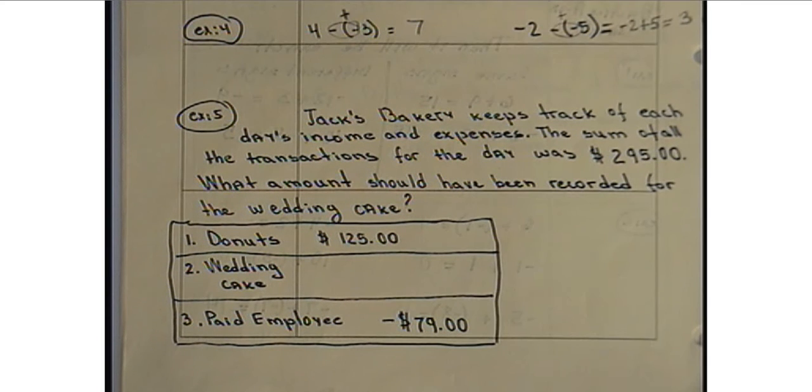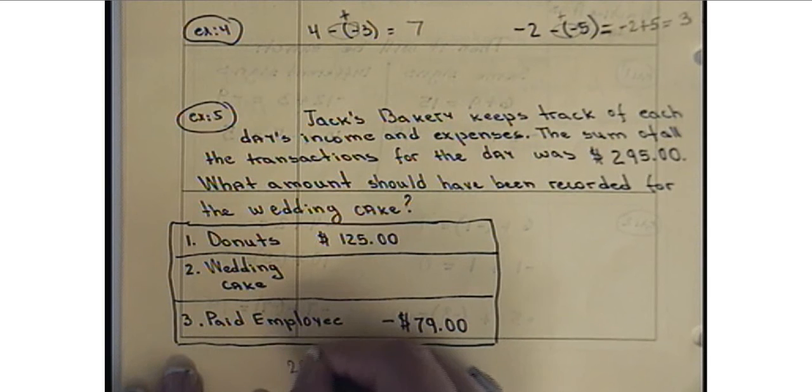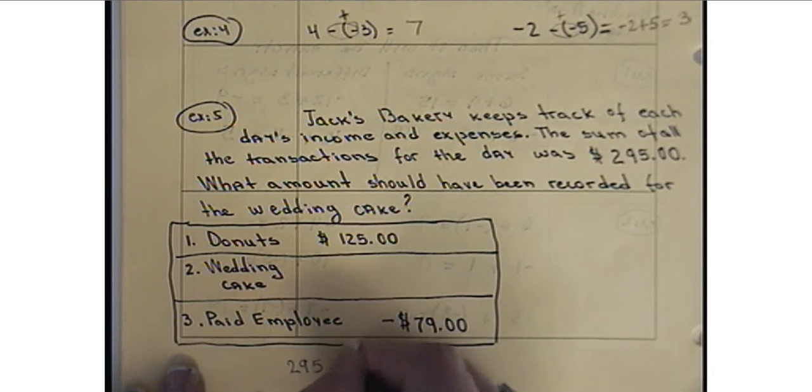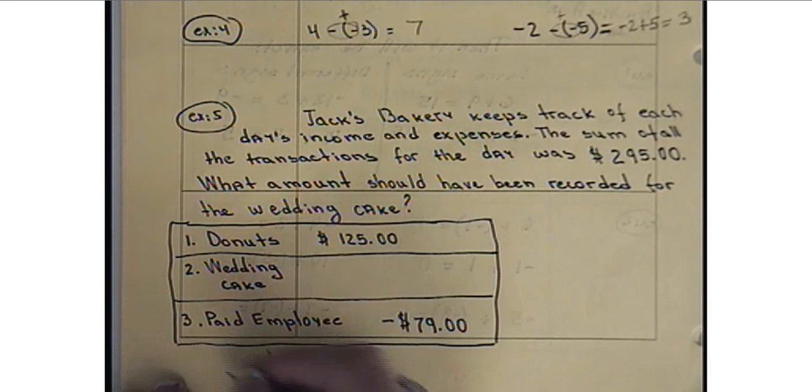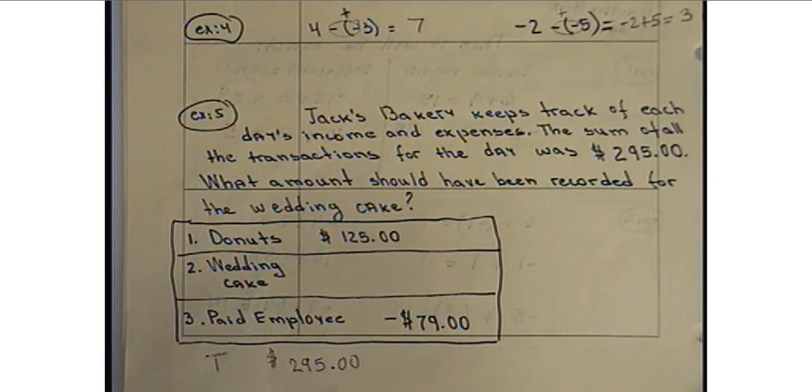So, Jack's Bakery keeps track of each day's income and expenses. The sum of all the transactions for the day was $295. What amount should have been recorded for the wedding cake? So we have total. We know the total amount is $295. This is a total amount. I'm just going to write here total.